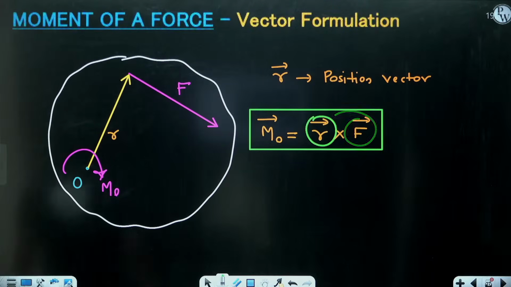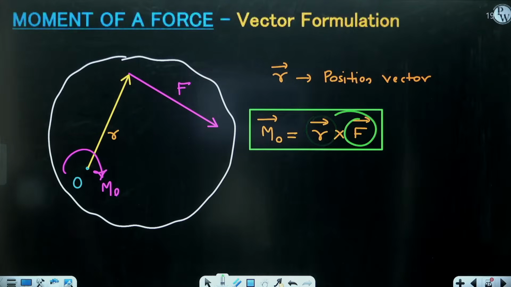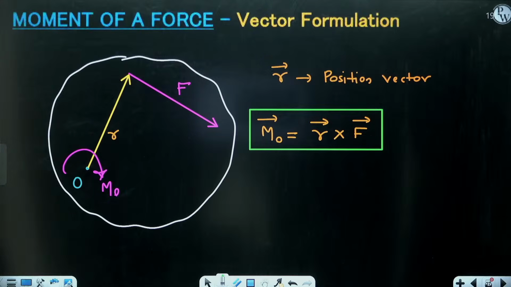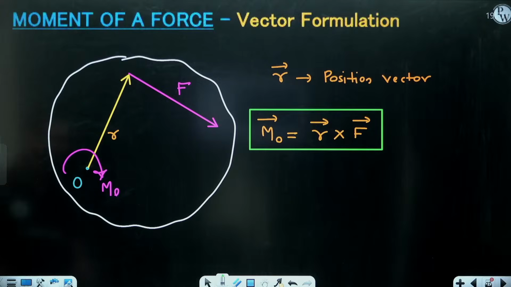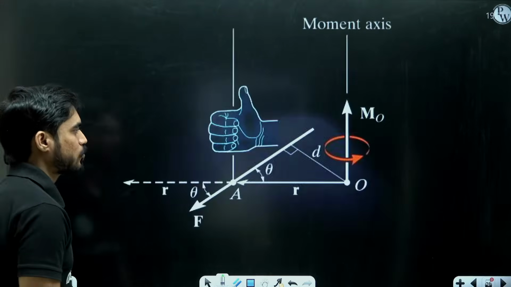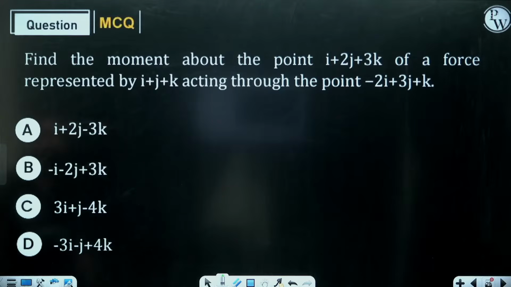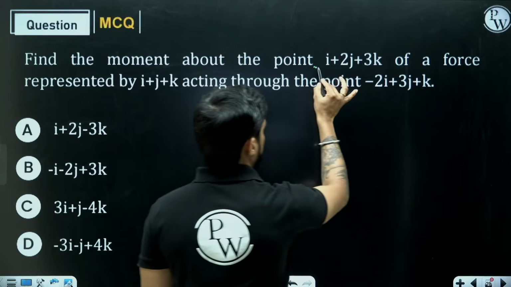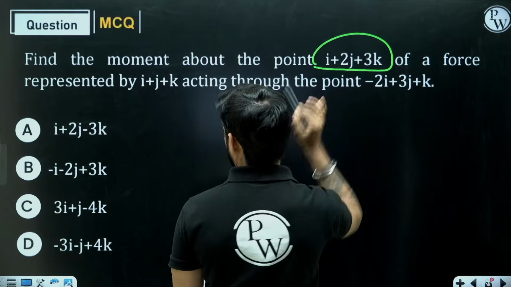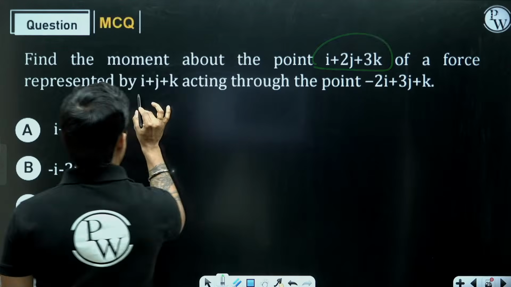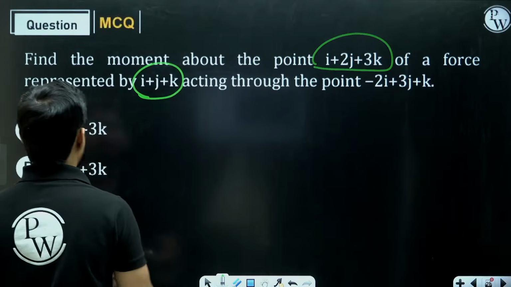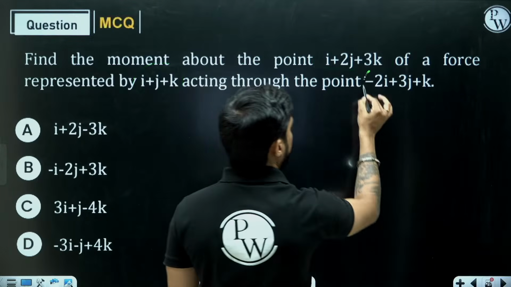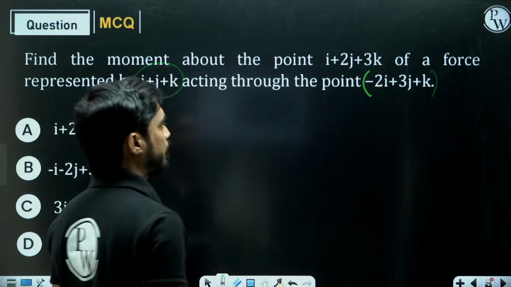How do we find the cross product of two vectors? Let's understand through an example. Find the moment about the point i plus 2j plus 3k of a force represented by i plus j plus k acting through the point minus 2i plus 3j plus k.